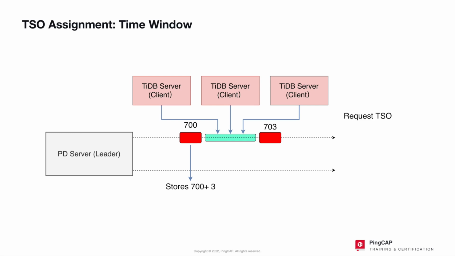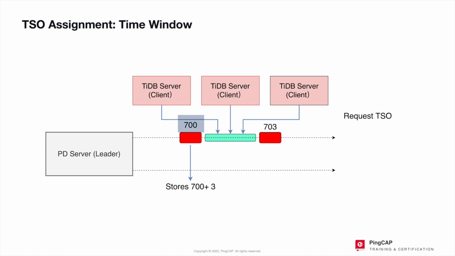So how do you solve the performance issues? TiDB uses a pre-allocation time window to handle this. Let's discuss the process. Assume the current PD, the leader, has a TSO of 700. We're using 700 to make the example easier. An actual TSO looks much different. And the PD has stored the value in etcd for an allocatable time window.